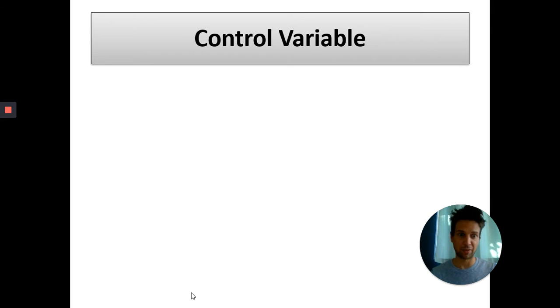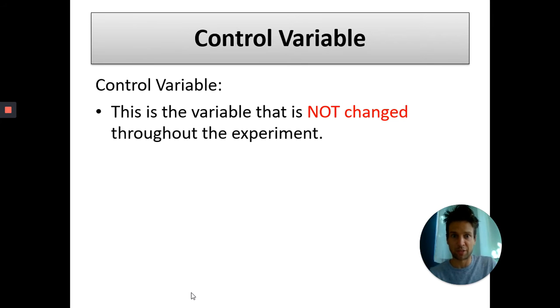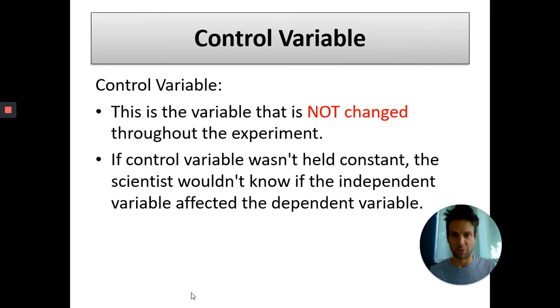And then lastly, we have these things called control variables. Control variables are variables that are not changed throughout the experiment. Like I said earlier, we only change one variable and we measure the other one. Everything else has to stay the same. Those are called control variables. Okay. And they're really important. If a control variable wasn't held constant, the scientists wouldn't know if the independent variable affected the dependent variable.